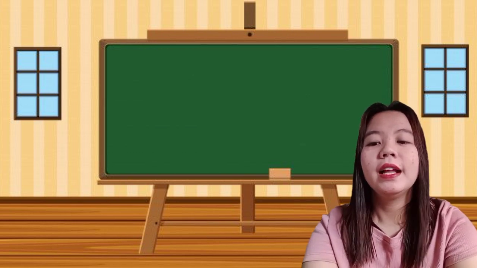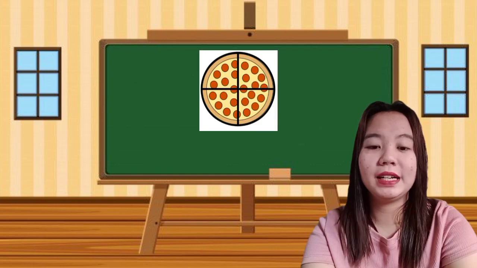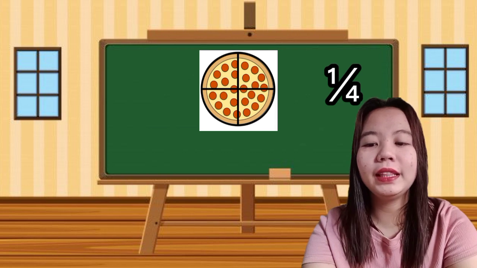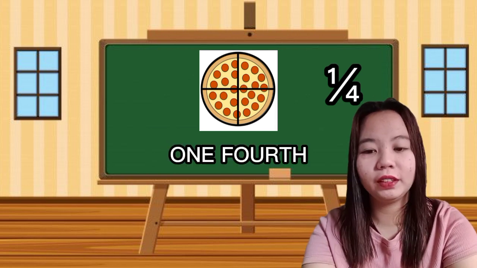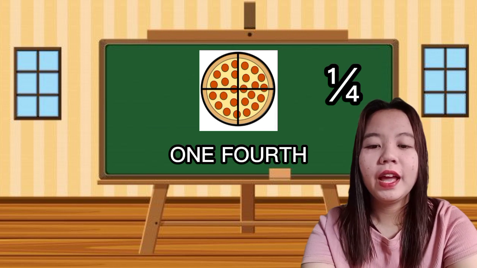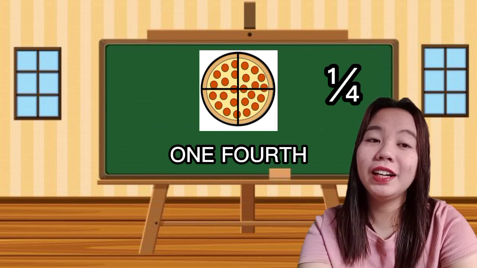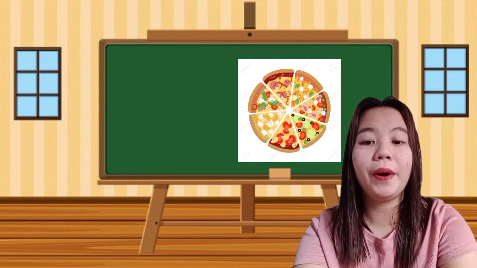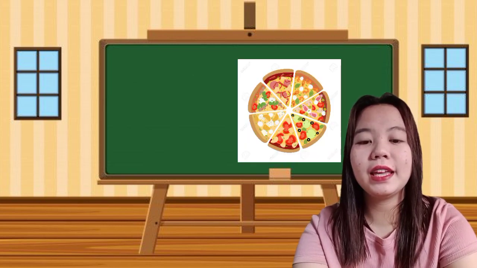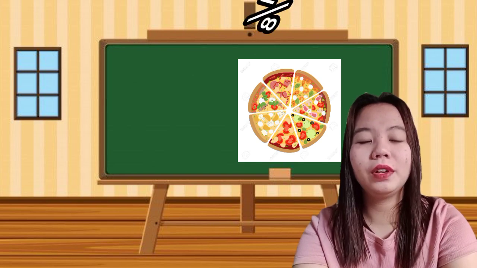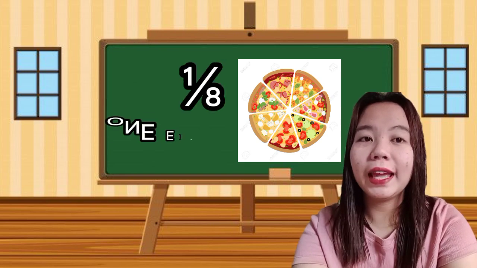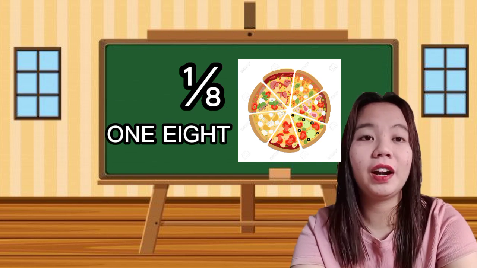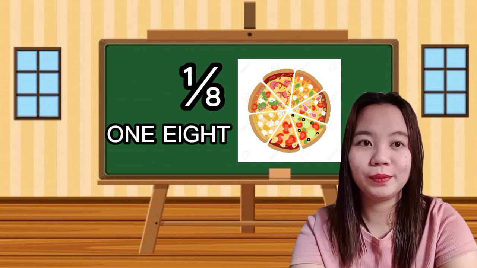So next, this one is for 4 parts. We write this as 1/4 and we read this as 1/4. Every 1/4 is for her daughter. Next, this one is for 8 parts. We write this as 1/8 and we read this as 1/8. So every 1/8 is for each of her nephews.